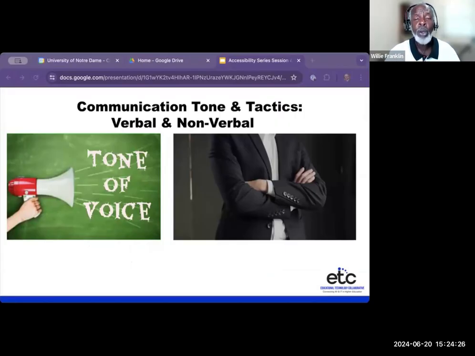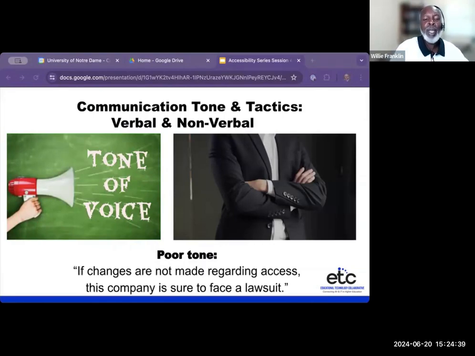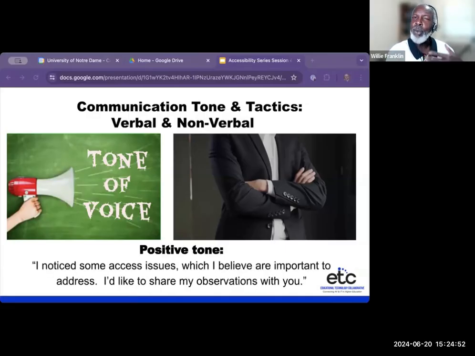A little note about tones and tactics here. Verbal and nonverbal communications happen 24/7 in our work and home environment, so you want to be cognizant of that. Now, here's an example of a poor tone, if you will, and that's to walk into that meeting setting and basically say to people, if changes are not made regarding access, this company is going to face a lawsuit. To lead with the notion of punishment due to inaction is not the best foot forward.